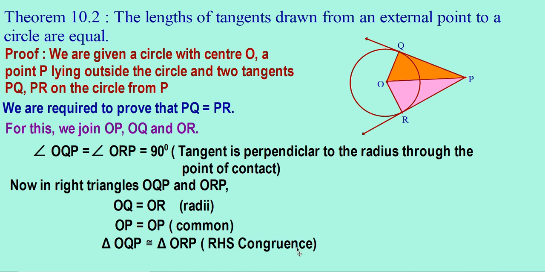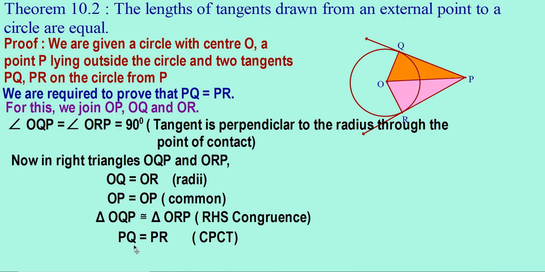If two triangles are congruent, then we can say corresponding sides are equal. Therefore, we can write PQ is equal to PR. And the reason we can write it is corresponding parts of congruent triangles, or shortly CPCT. This is also an important theorem. Many times it is asked in CBSE examinations.